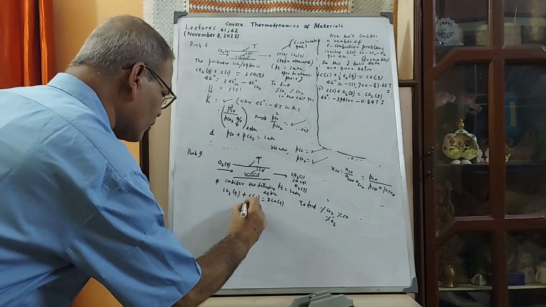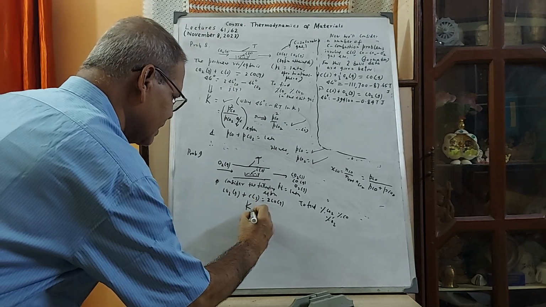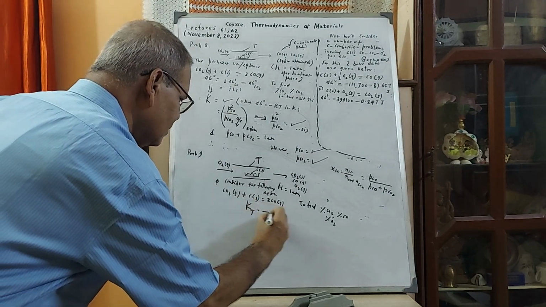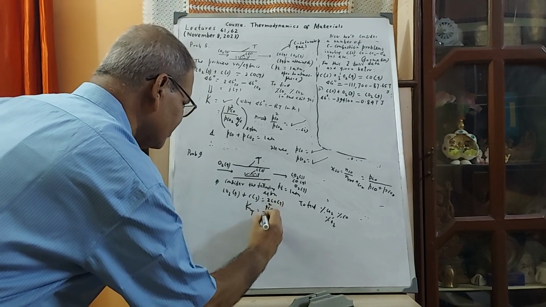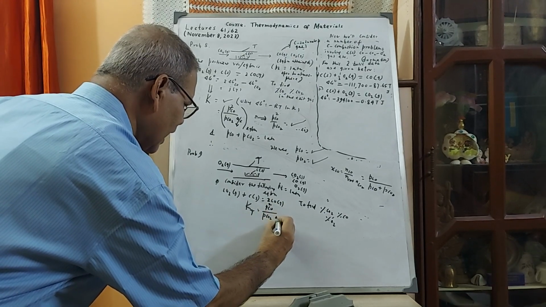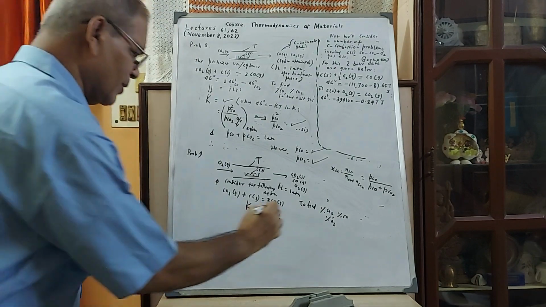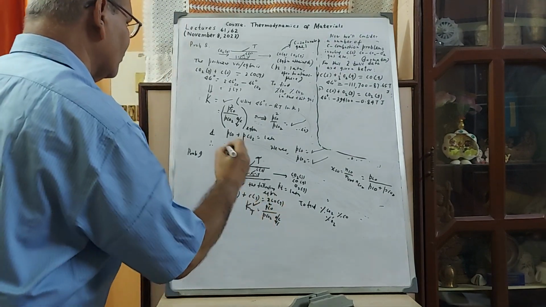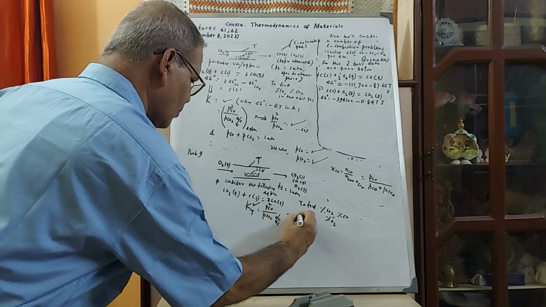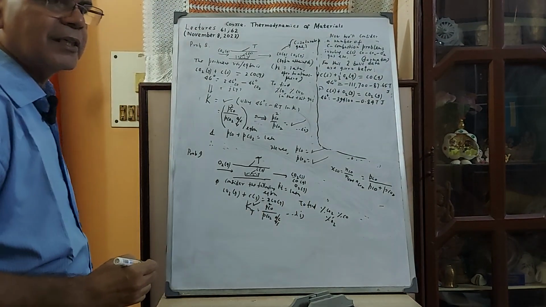One. You work on this. KT is what? P CO squared over PCO2 times activity of carbon. Write one equation. This is known. Known means known. So equation 1. Second equation.